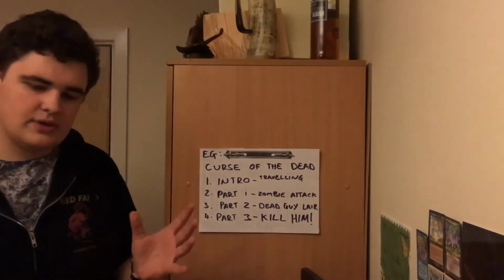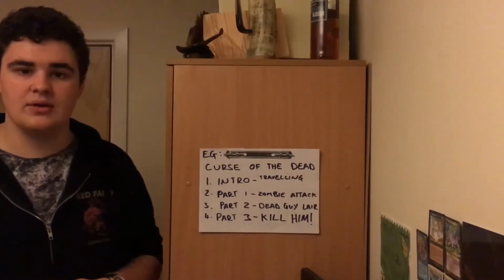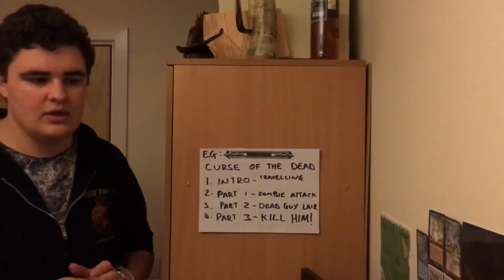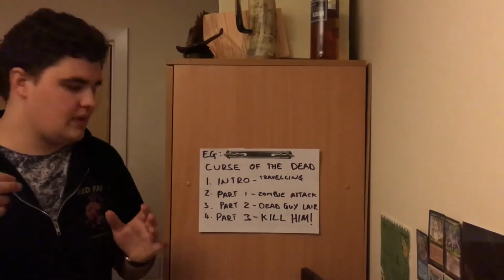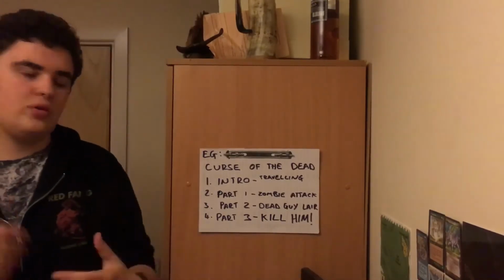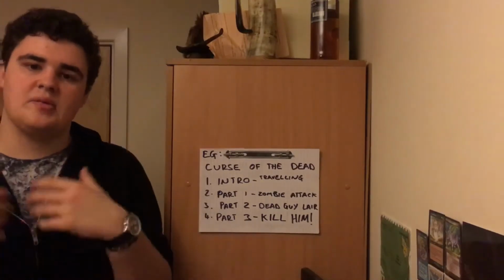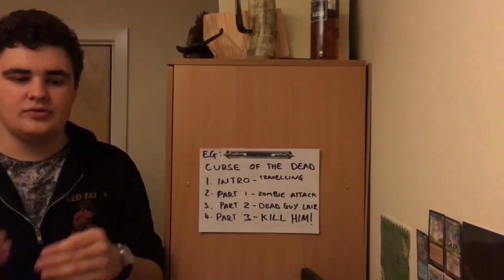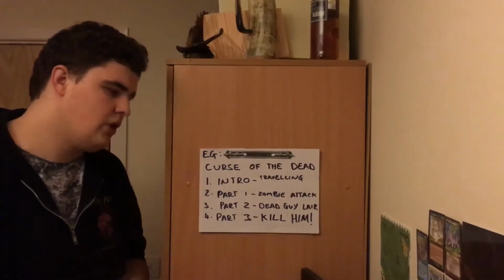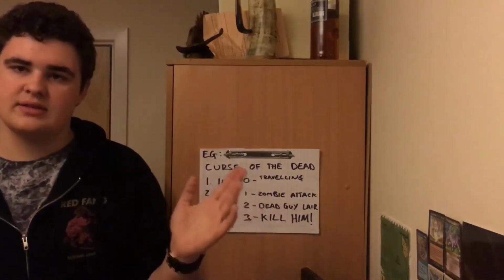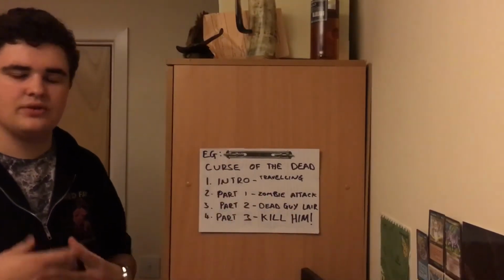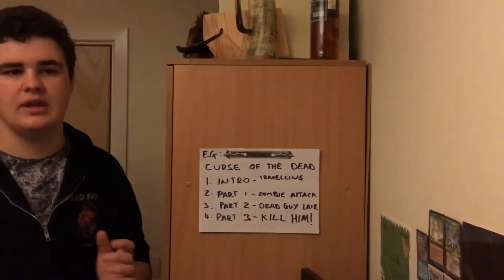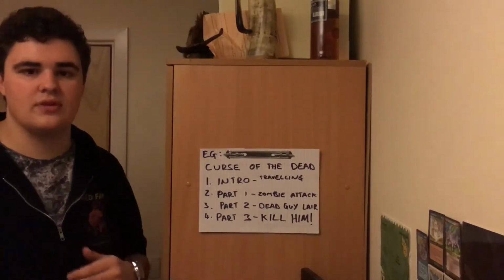Part 2. So this is the middle, the main section of the plot. So basically, the intro and part 1, sorry, is all about getting the party involved in the plot. So part 2 I've called Dead Guy Lair, because chances are it's a lich or a necromancer who has a lair and a dungeon, and that's the main part of the adventure, moving through it.